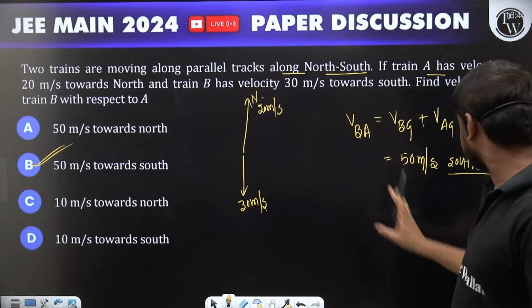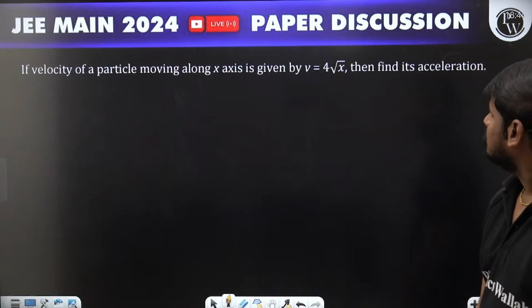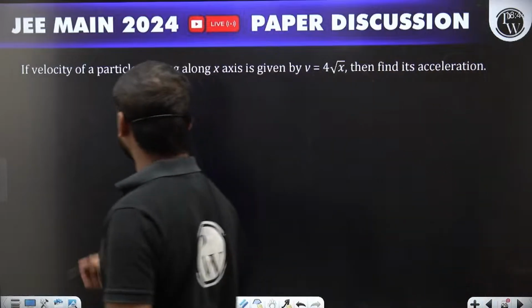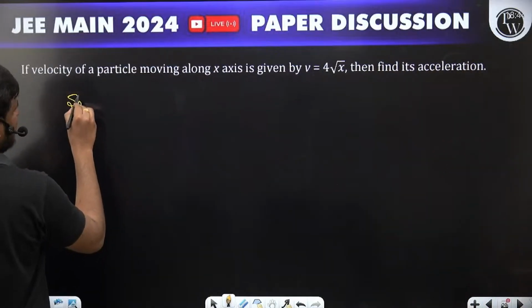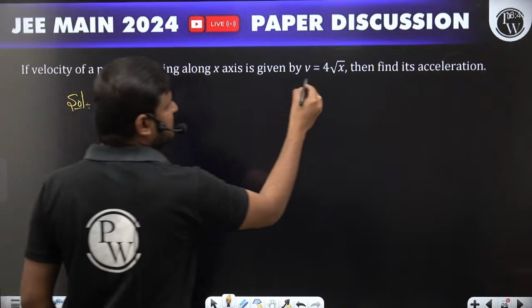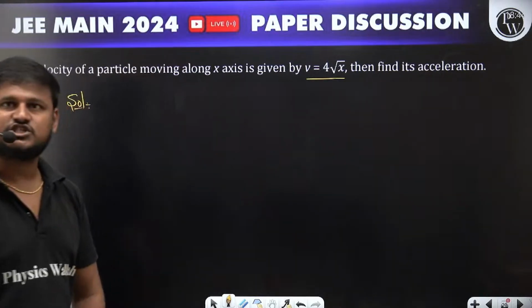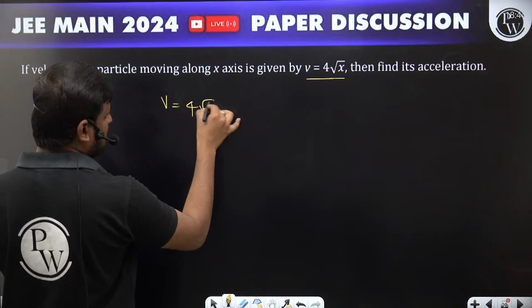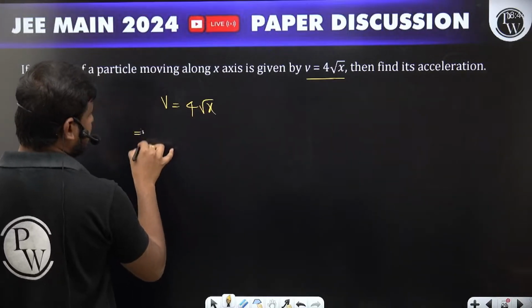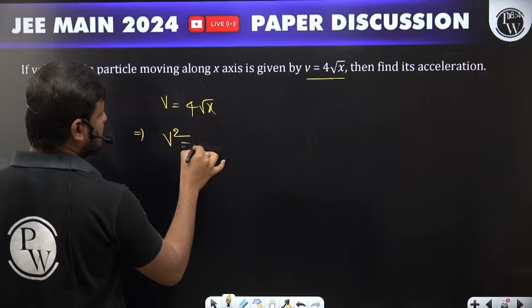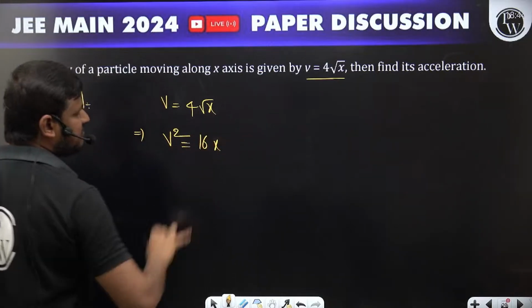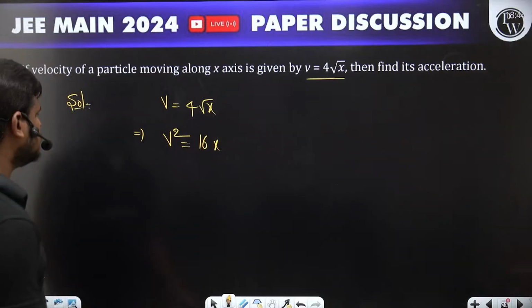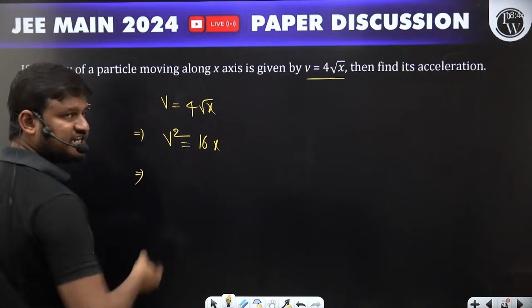Done? Chalo. The last question for today's session. The velocity is given as a function of displacement, and they are asking for its acceleration. v equals 4 root x. Let's square on either side. v square equals 16 into x. Now let's differentiate it on either side.